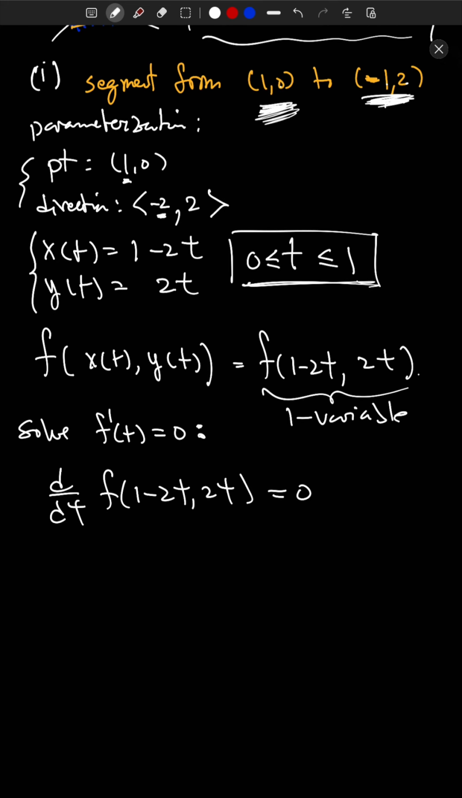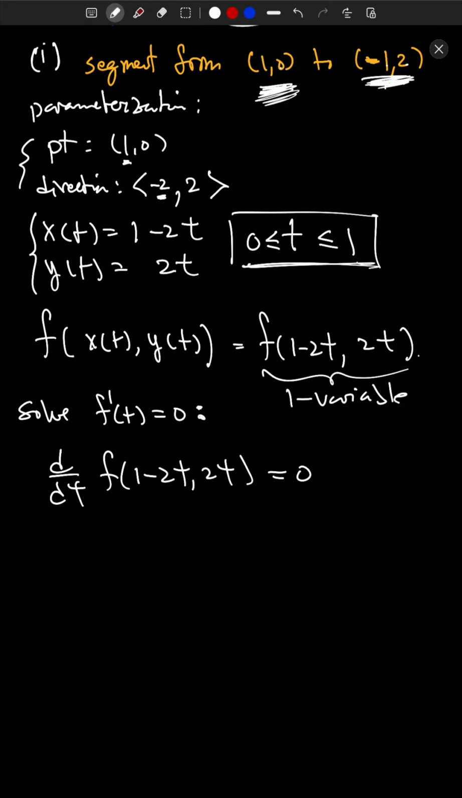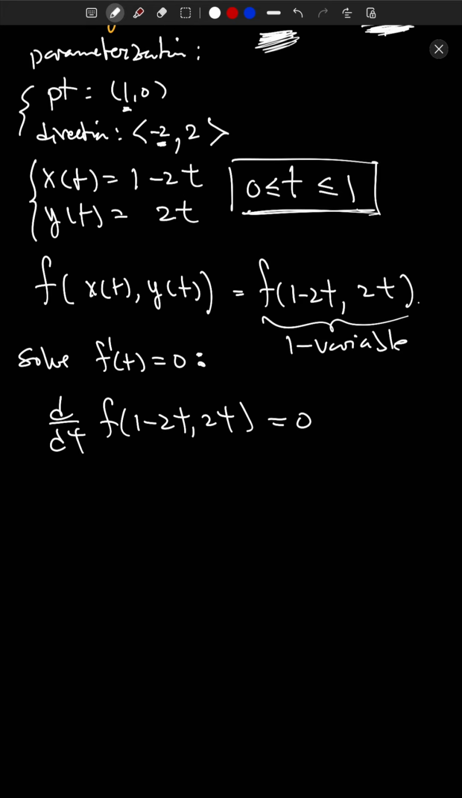Okay, for linear parameterization like this, you just need to check 2 points. By the way, this is my choice of parameterization. Any parameterization of this line segment will do. But of course, if you do a different parameterization, your endpoints might be different, so it might not be 0 to 1. And we'll see an example of that when we do the next 2 steps.